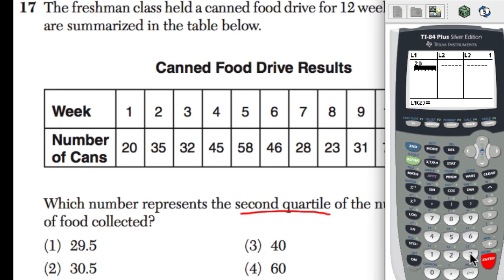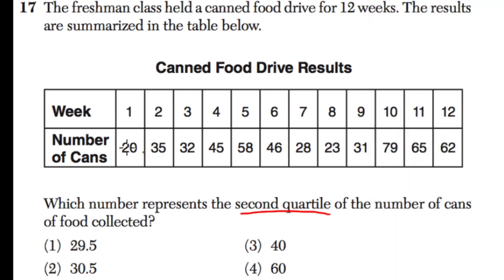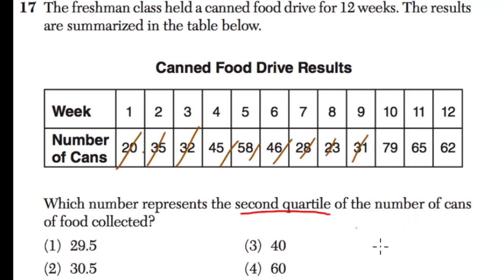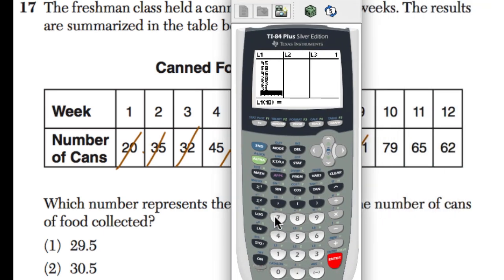I have 20, and then 35, 32, and I recommend crossing these off as you go along. And then 45, 58, just entering these in, 46, 28, 28, okay, 23, 31, so I'm almost done here. Cross those off. Okay, next I have 79 and 65 and 62. Okay, so I've got all this data. Let's scroll up, make sure nothing looks out of the ordinary.